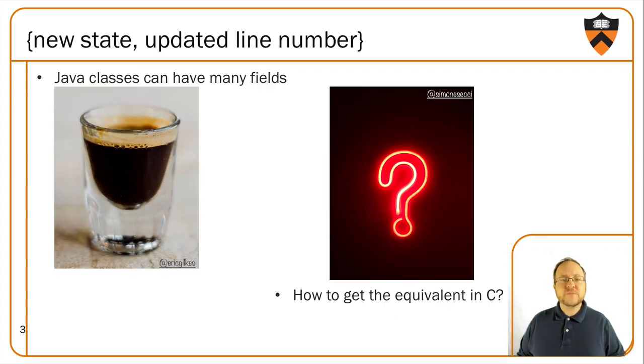So this would have been useful for assignment 1's challenge to return both the new state and the updated line number. Now we actually know how to do this with pointers or an array of two items, but this would be another reasonable approach. So how do we do this in C?